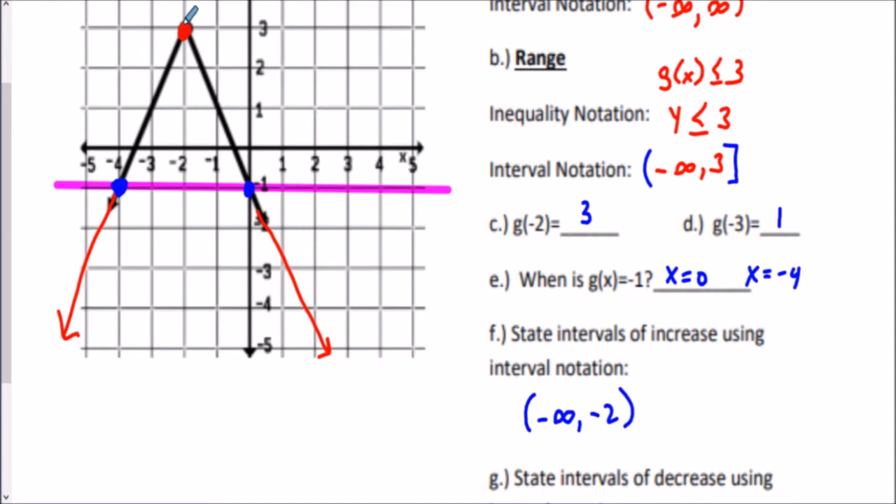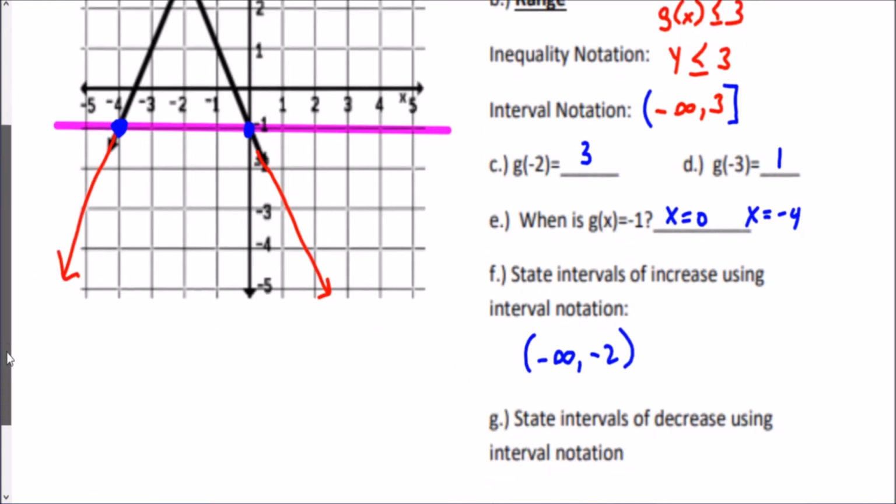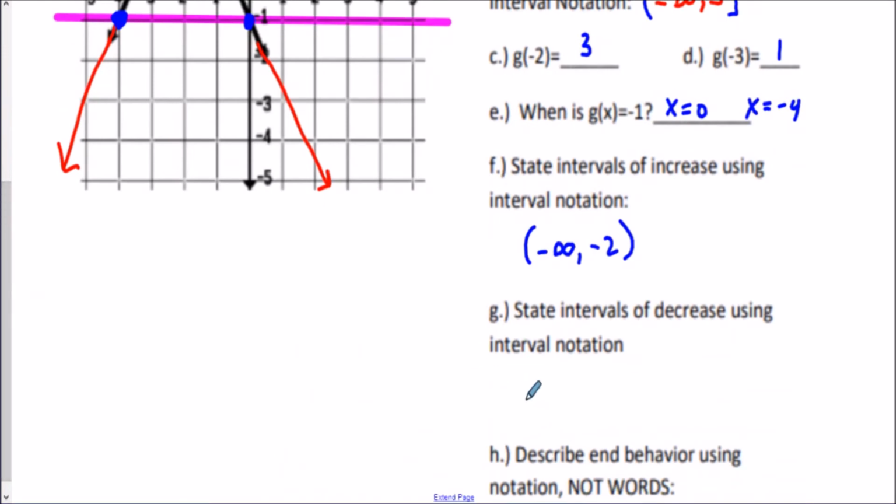So that would mean the interval of decrease is going to be everything from -2 as far to the right as you want to go, which is what we call positive infinity, okay? So this one is going to start at -2, and it's going to travel to infinity. Okay, so notice again, -2 is the smaller number, so I started with that on the left.